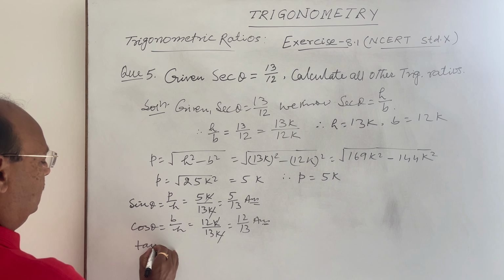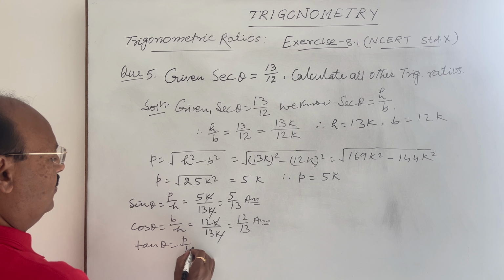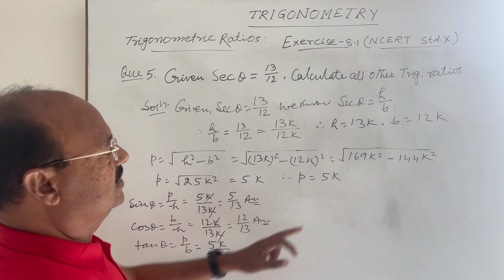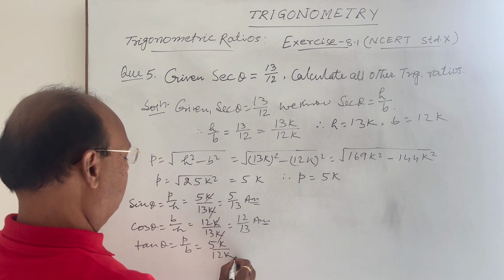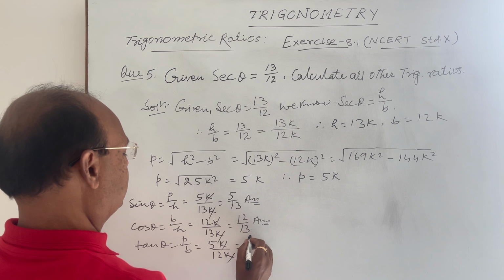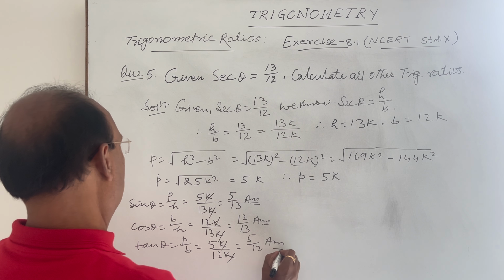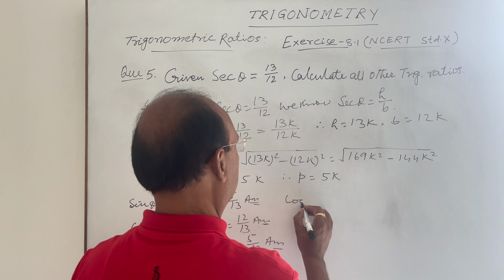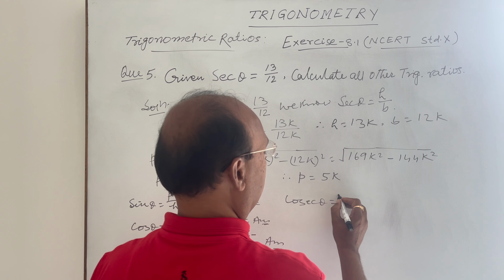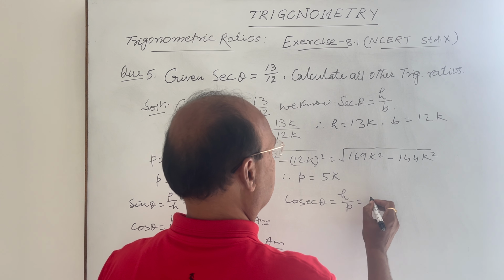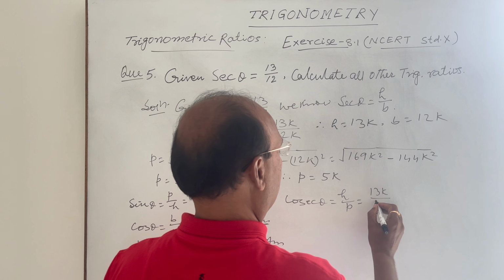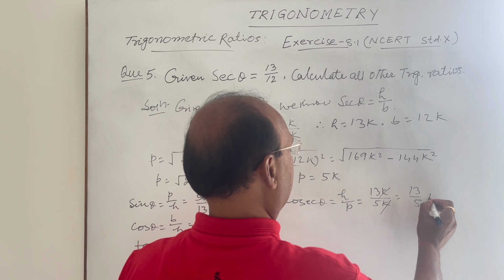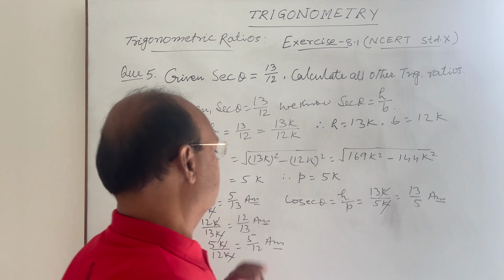And tan theta, this is perpendicular by base. Perpendicular is 5k and base is 12k. k will be cancelled out. This is equal to 5 by 12. This is the value of tan theta. Correct? Now let us find out cosec theta. Cosec theta is h by p. h is 13k and p is 5k. k will be cancelled out. 13 by 5. This is the value of cosec theta.